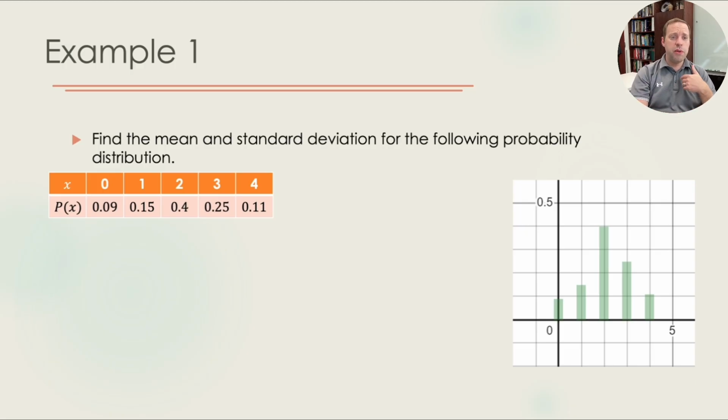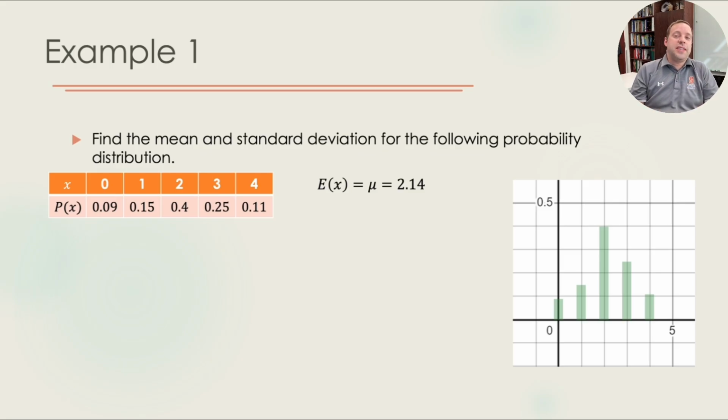Now, if we were to take all of these values, multiply them by their probabilities, you'd have 0 times 0.09, which of course is 0. Then you'd have 1 times 0.15, gives you 0.15. 2 times 0.4 gives you 0.8. 3 times 0.25 gives you 0.75. 4 times 0.11 gives you 0.44. You add all of those up, you get a total of 2.14. Okay, great. That's our expected value, also known as our mean.